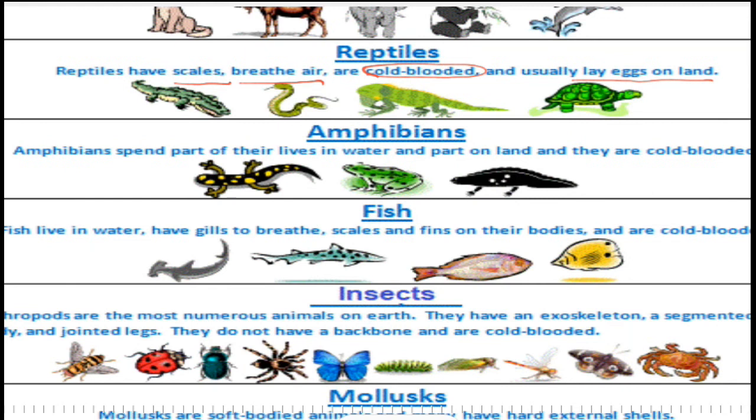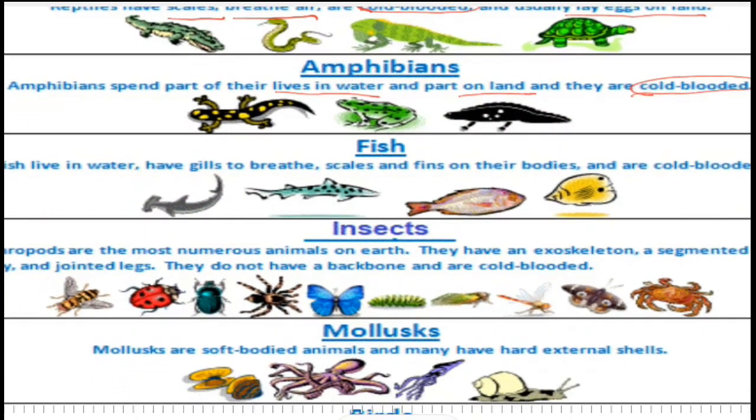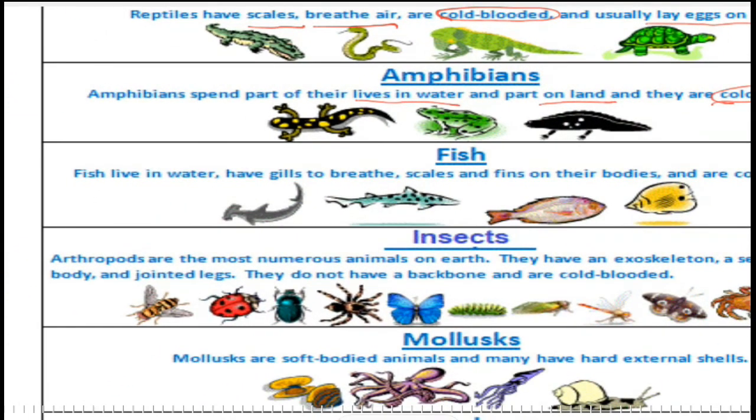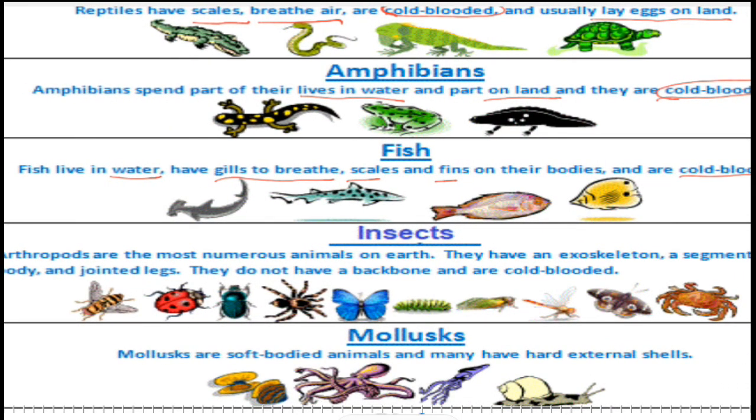Amphibians spend part of their lives in water and part on land, and they are cold-blooded. Example, salamander, frog. Fish live in water, have gills to breathe, scales and fins on their bodies, and are cold-blooded. Example, shark, angelfish, clownfish, and goldfish.